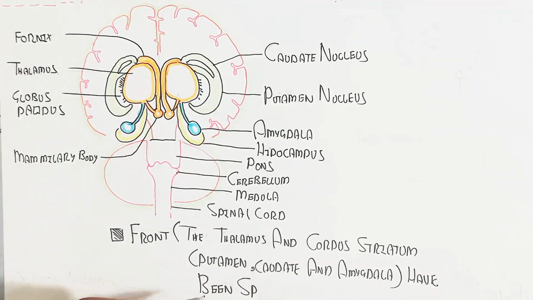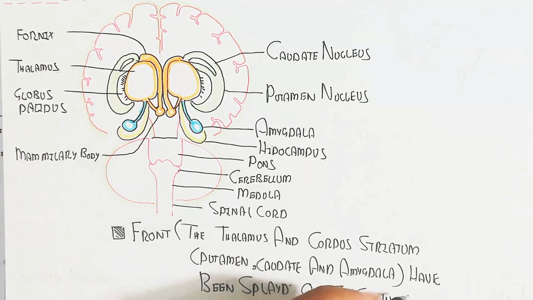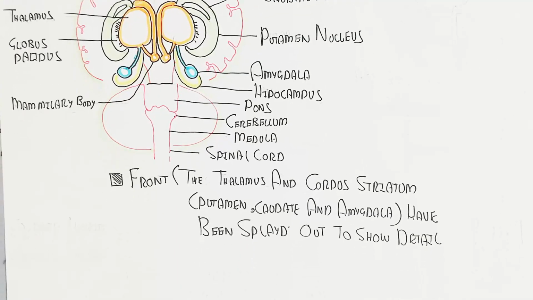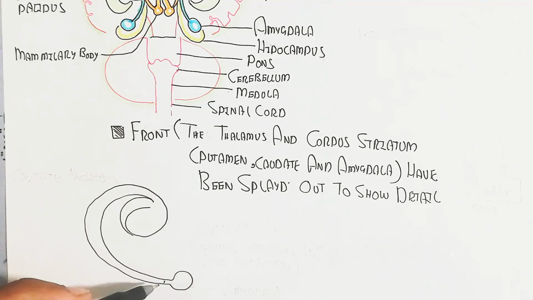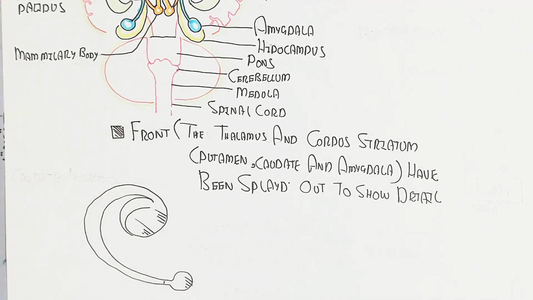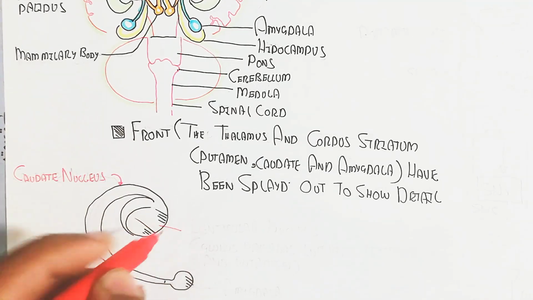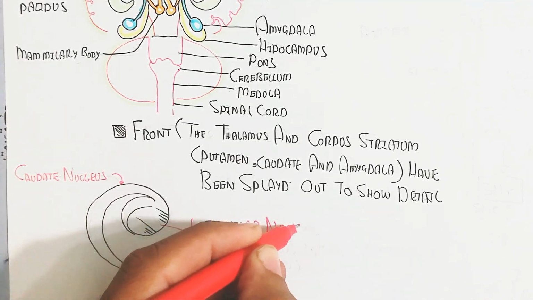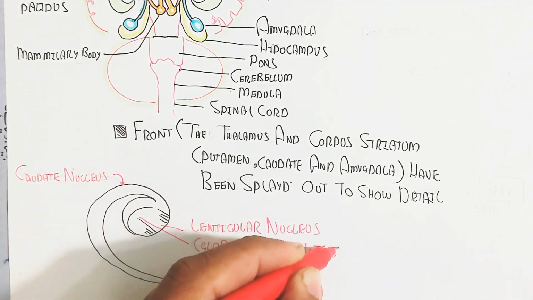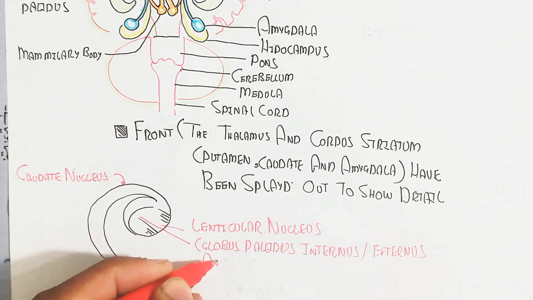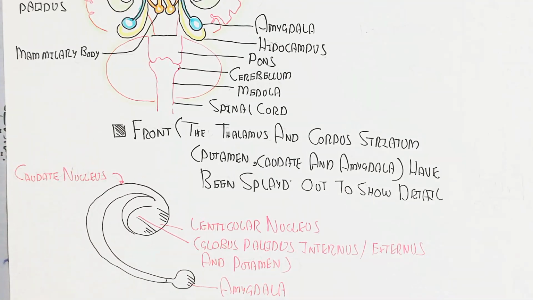Let's begin to understand the separate parts of the basal ganglia and how they look. The limbic system we will not learn now, but we will understand the basal ganglia, and in the next video we will learn about the limbic system. The caudate nucleus is present here because it is a tail-like structure and proceeds to end with the amygdala. While there is the lenticular nucleus, containing globus pallidus, internus and externus, as well as the putamen nucleus. Amygdala is here.